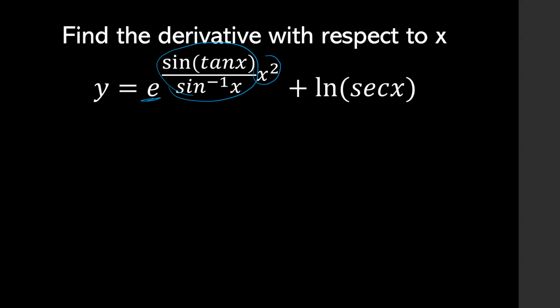Oh my gosh. You need the derivative of sine is cosine. The derivative of tangent is secant squared. The derivative of inverse sine is 1 over the square root of 1 minus x squared. You know the derivative of a sum of functions is the sum of the derivatives of those functions. The derivative of natural log is 1 over the input. And the derivative of secant x is secant x tangent x.